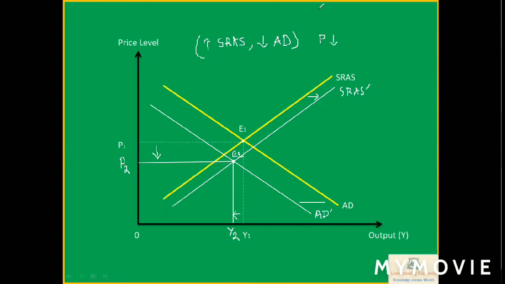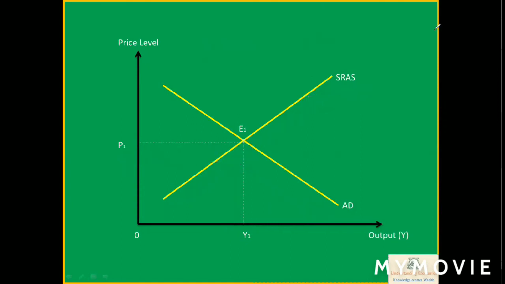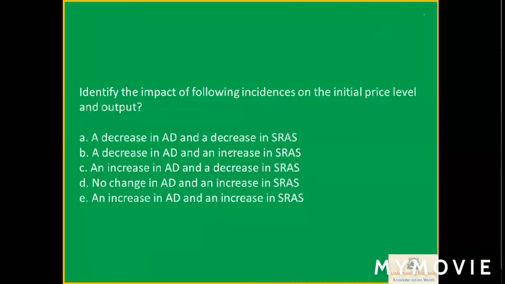So let us see the next case. Now we will look at the third case. In the third case, there is an increase in the aggregate demand. Increase in aggregate demand means the aggregate demand curve will shift to the right, and there is a decrease in the aggregate supply, so the aggregate supply curve will shift to the left. So let us now draw this on the diagram.